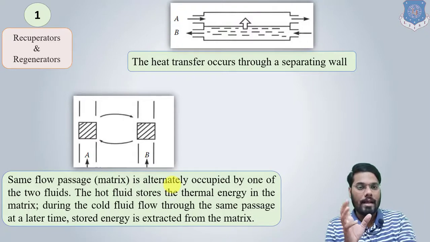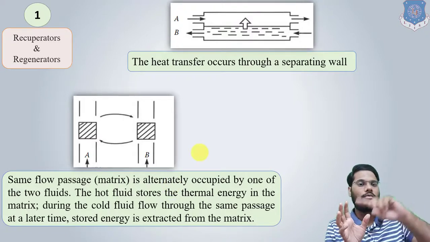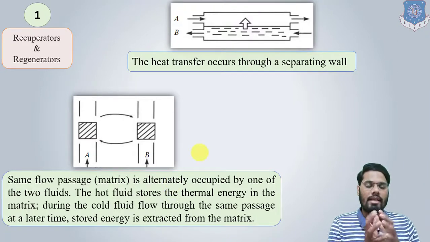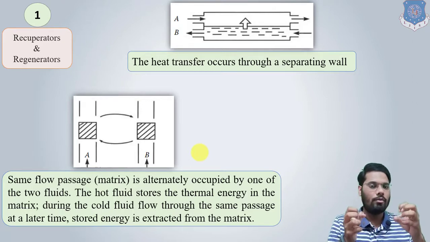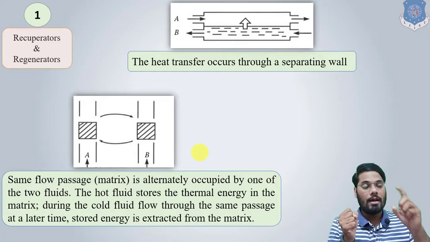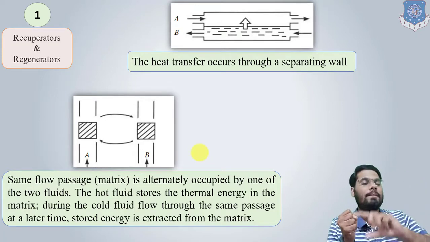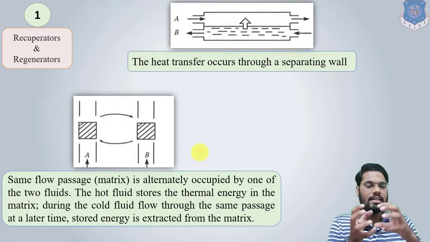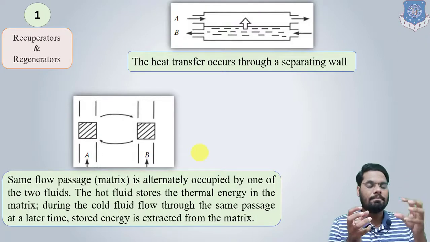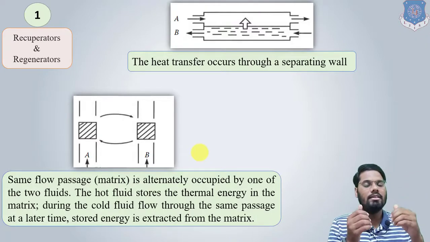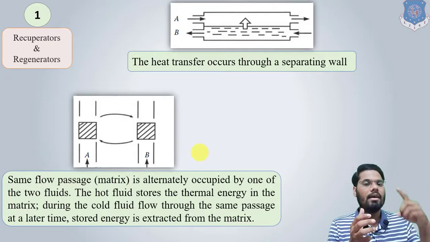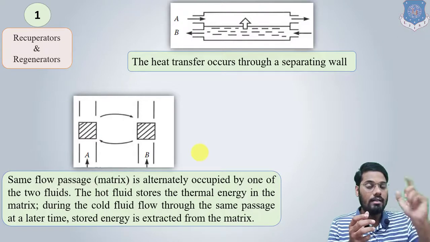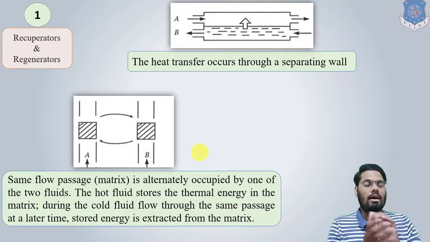So there is one pipe through which first the hot fluid is going to flow. In that pipe there are some particles which absorb heat from that hot fluid. Now after the flow of the hot fluid, the cold fluid will flow through the same pipe. So whatever heat is absorbed by the particles inside the pipe, now that heat is going to be absorbed by the cold fluid. And this cycle is going to repeat again and again until the required output is achieved.